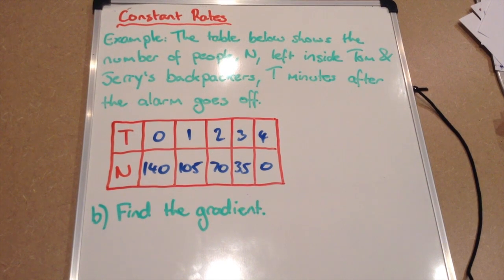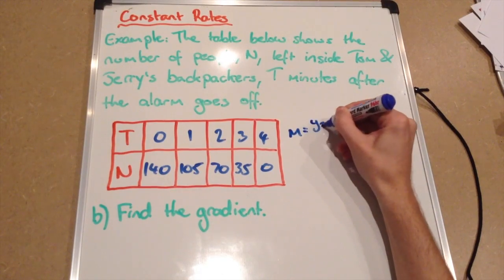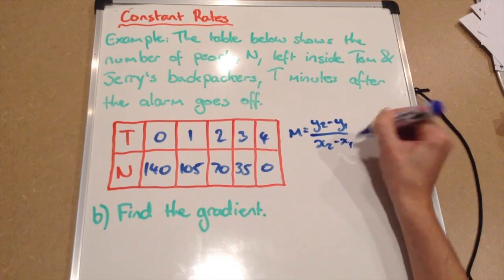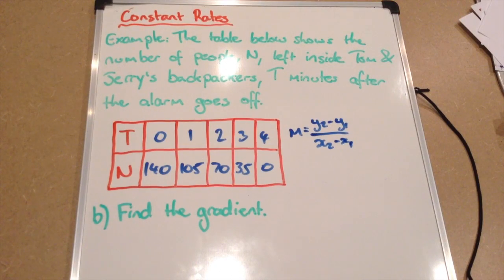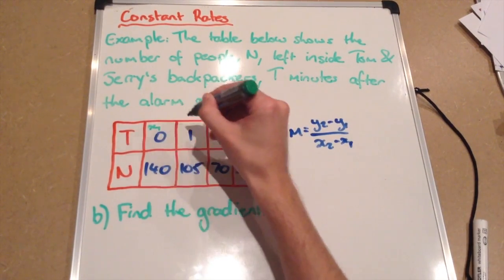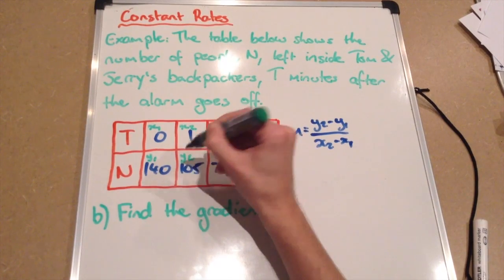Part B asks us to find the gradient. We can do that using the rule m is equal to y2 minus y1 over x2 minus x1, that we saw earlier on in the year when we worked with linear functions. To do that we just need to label our x1, y1, x2 and y2, and we can do that by doing this. So we go x1, x2, y1, y2.